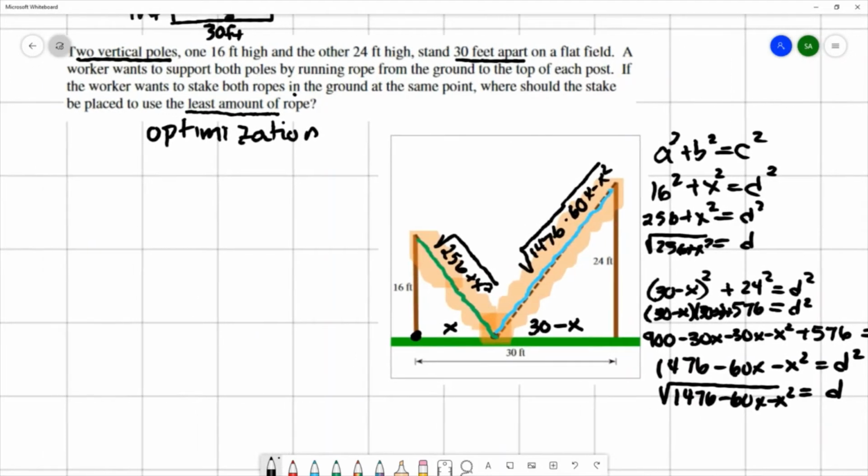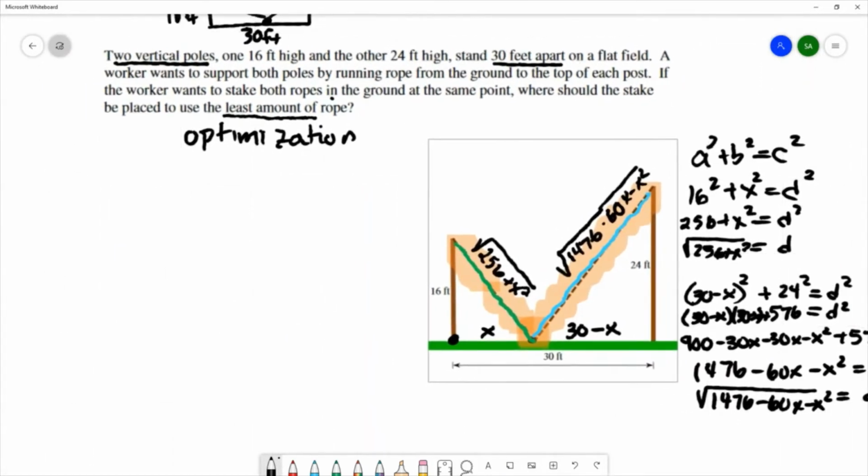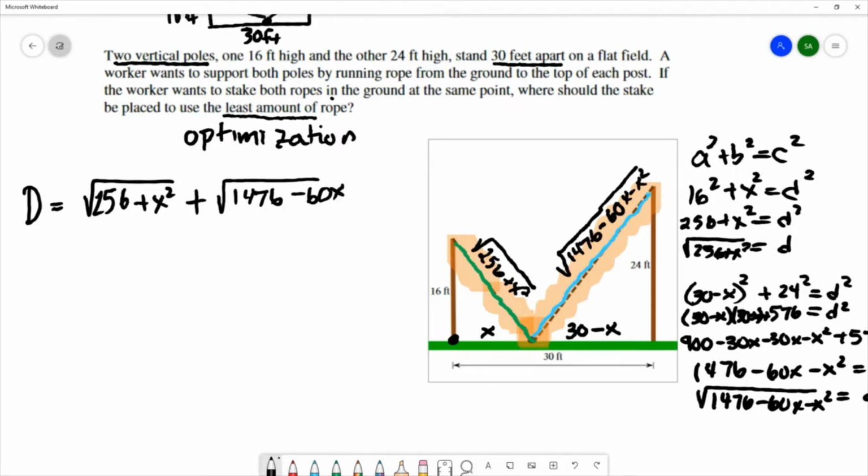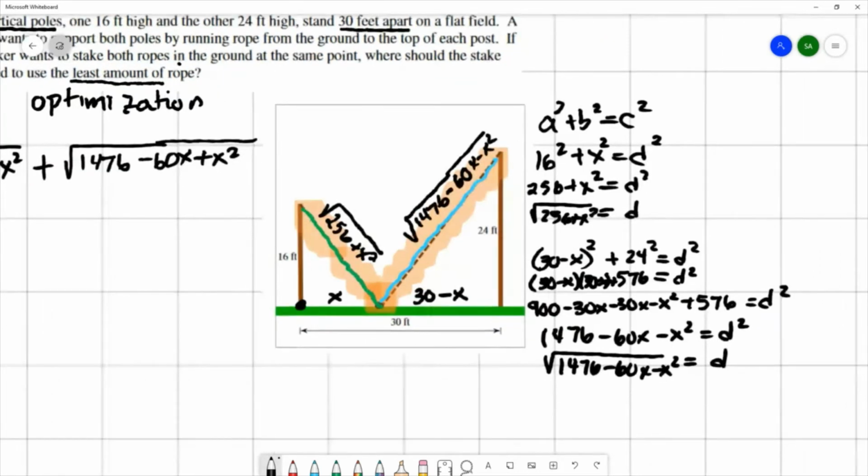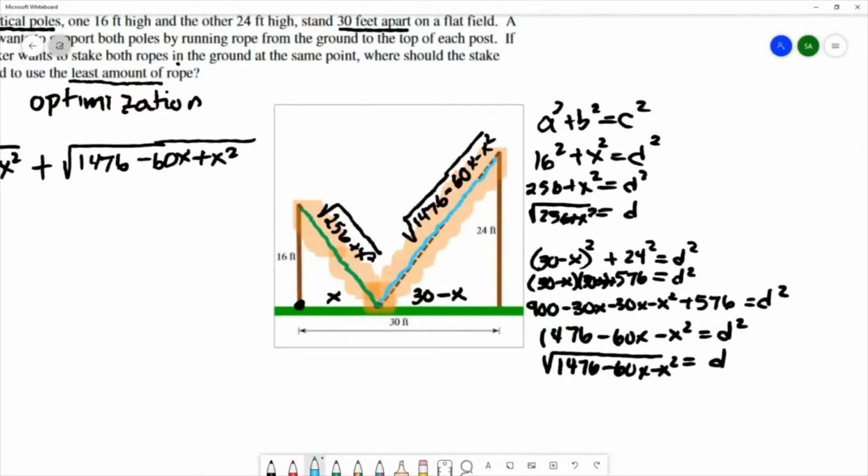So now that we have our distances represented, we want the total distance of the rope. We'll add those two up. That'll be the square root of 256 plus x squared plus the square root of 1,476 minus 60x, and I think that should be plus x squared. Let me make that correction over here. This is a negative x times a negative x, which would be a positive x squared. That's a plus x squared.